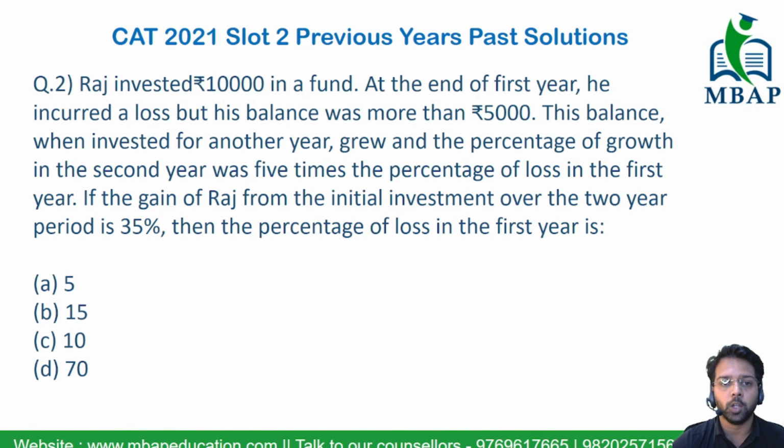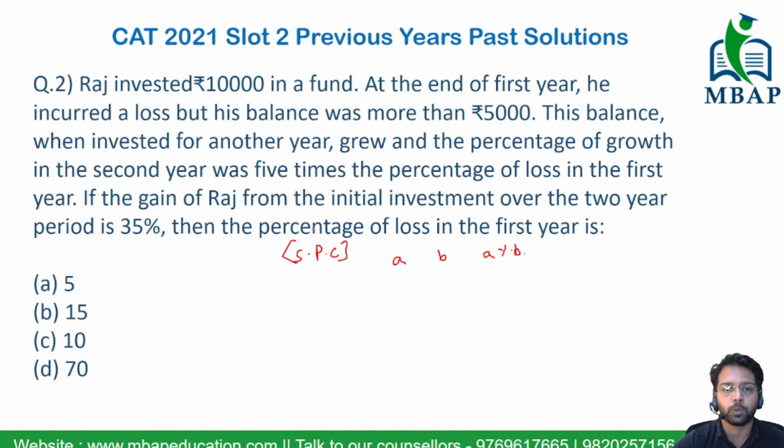If the gain of Raj from the initial investment over the 2 years is 35%, then the percentage of loss in the first year is what? Now, if you look at the kind of question which is there, this is basically from the topic of percentage, and the application on which the question has been based is a module of successive percentage changes, where multiple changes are happening together, which is given by change of A plus change of B and then change on change.